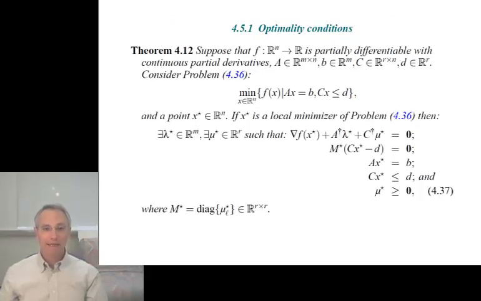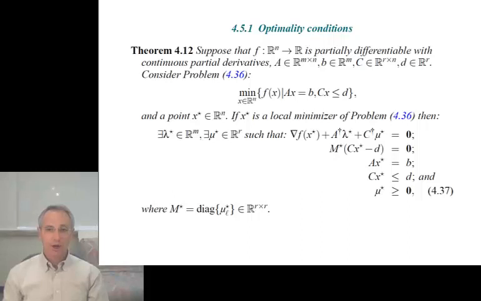Let's turn to some optimality conditions. Suppose that f is partially differentiable with continuous partials, and we'll consider our minimization problem. If x star is a local minimizer of that problem, then there exist Lagrange multipliers lambda star in R^m and Lagrange multipliers mu star in R^r, such that the following conditions hold.